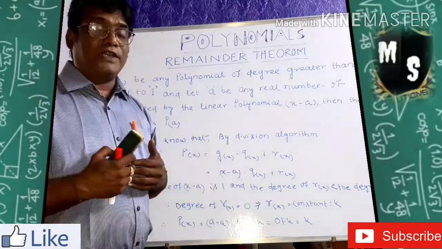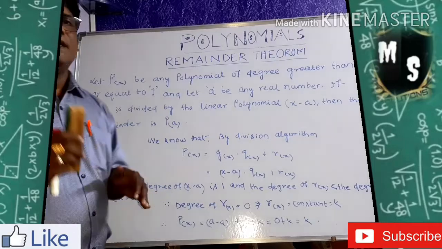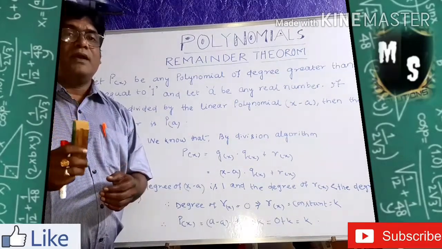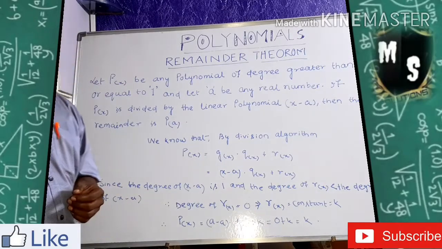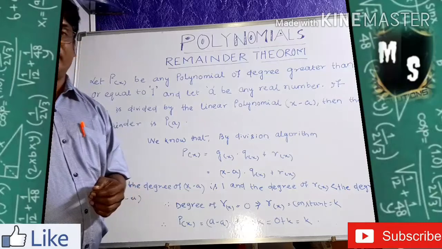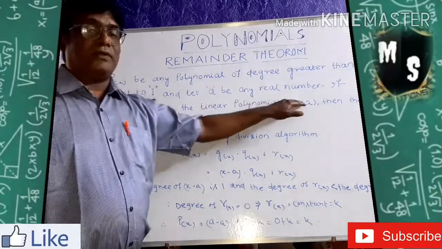What is my degree of the polynomial? Greater than or equal to 1. That means the degree is more than 1 or equal to 1. Degree means the power. That means it is a linear polynomial or a quadratic polynomial, a cubic polynomial, like that. And let a be any real number. Try to understand this part.